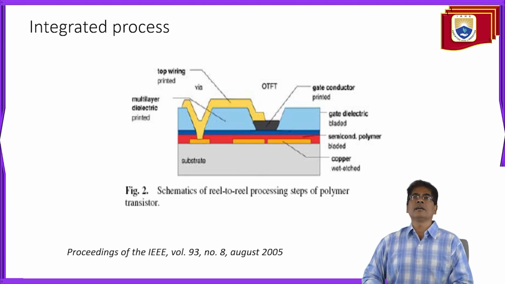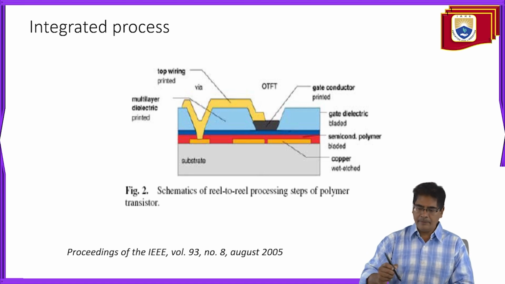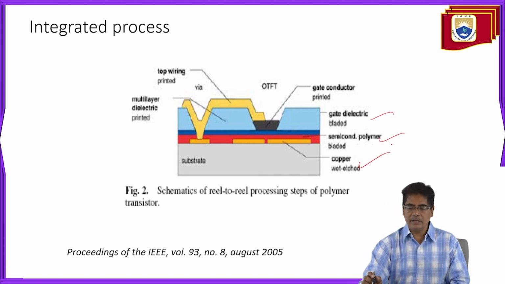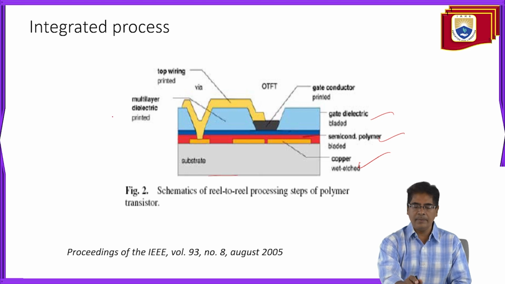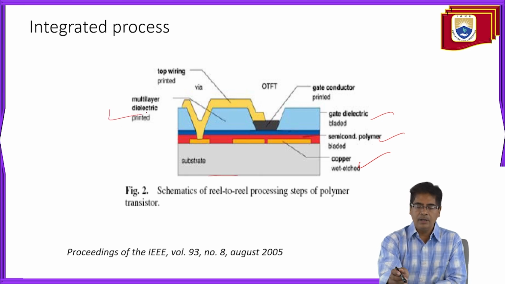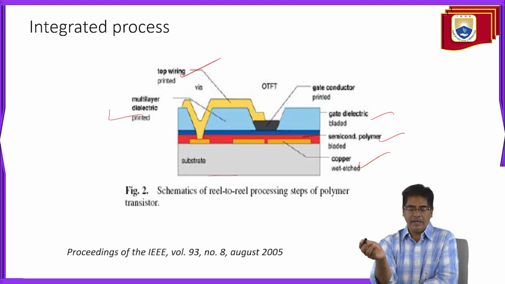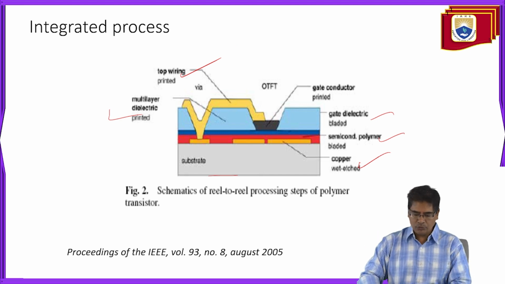So we have the gate conductor pattern, the gate dielectric bladed, semiconductor polymer bladed, copper wet etched, and we have the substrate, multi-layer dielectric printed, and top wiring printed. These are from the proceedings taken from the IEEE in August 2005. These are the schematics of the reel-to-reel processing steps of the polymer transistor.